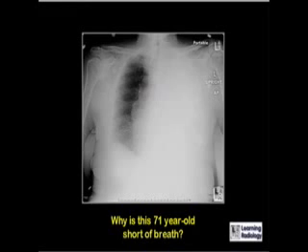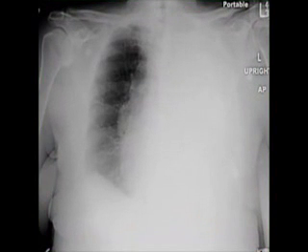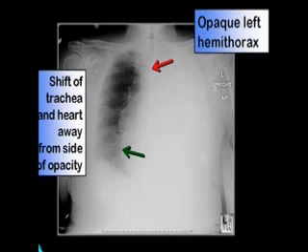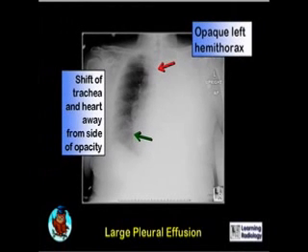Why is this 71-year-old short of breath? Well, they clearly have an opacified left hemithorax, and there is a shift of the trachea, the red arrow, and of the heart, the green arrow, away from the side of opacification, which indicates there is something occupying space on the left side. This is indicative of a large left pleural effusion. In this case, it was due to an underlying bronchogenic carcinoma.